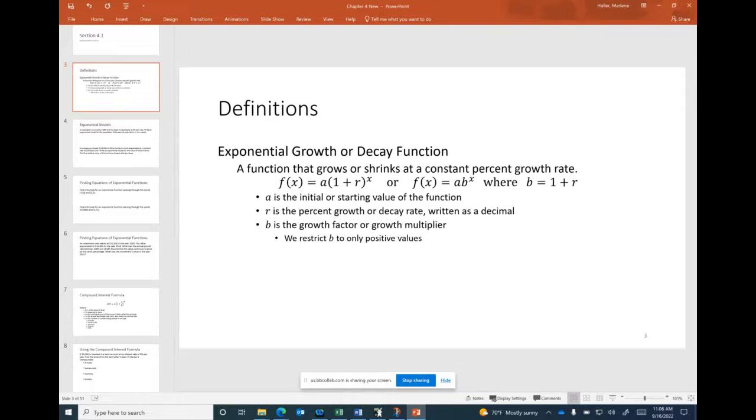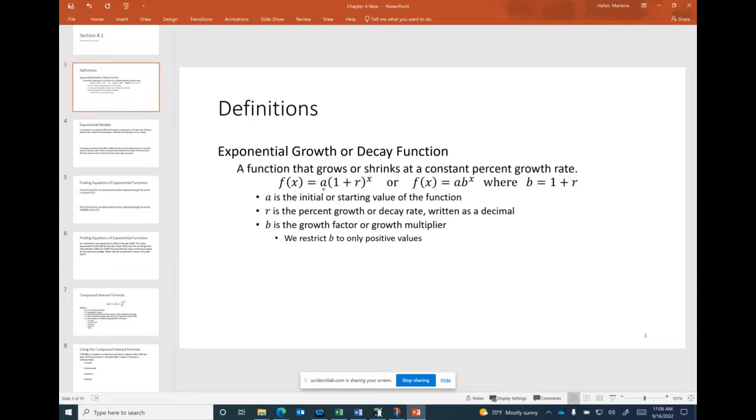What's an exponential function? Well, an exponential function can be exponential growth or exponential decay. An exponential growth function is one that grows very quickly. An exponential decay function is one that decreases in quantity. All right, the format for the exponential function is here.